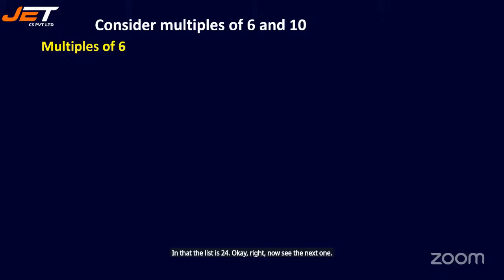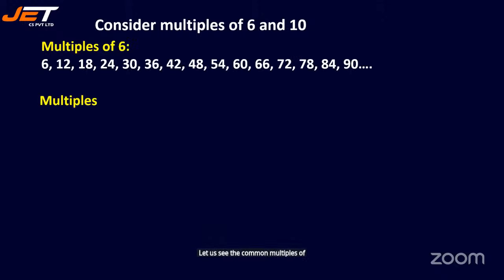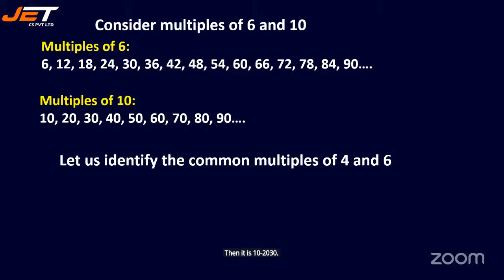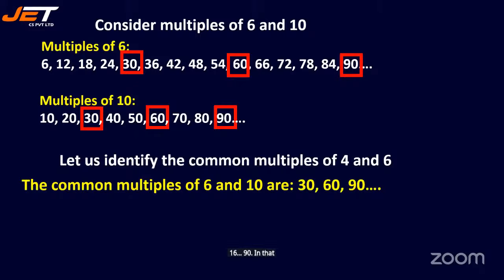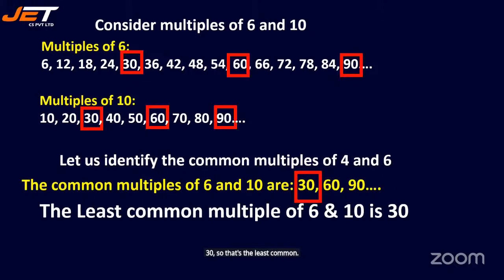Now see the next one. Let us see the common multiples of 6 and 10. So for 6, it is 6, 12, 18, 24, and so on. For 10, it is 10, 20, 30, and so on. So now let us identify the common multiples of 6 and 10, which are 30, 60, 90. In that, the least one is 30. So that's the least common multiple, LCM. So the least common multiple of 6 and 10 is 30.